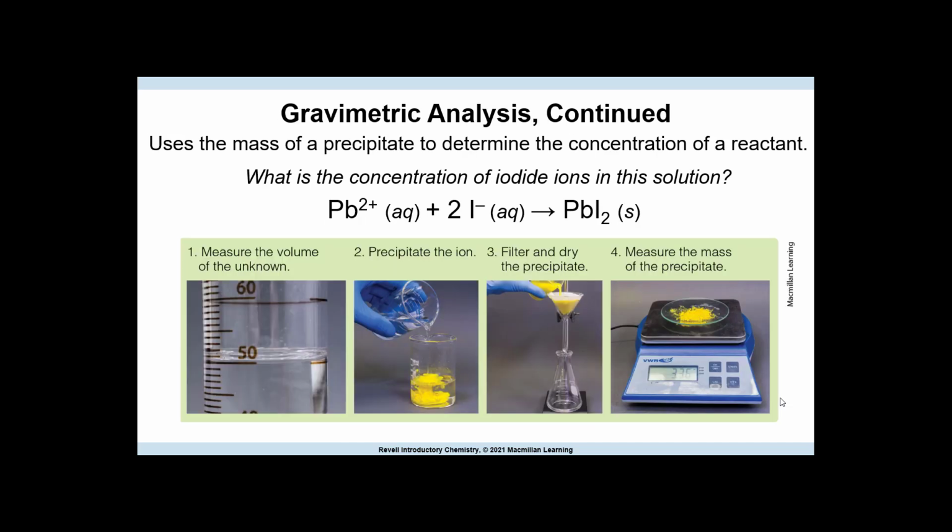So let's take a look here. To determine the iodide concentration, we perform a 4-step procedure. First, take a small sample of the unknown iodide solution and carefully measure the volume. Second, combine it with a second solution containing an excess of lead ions, causing a precipitate to form. Third, collect the precipitate by filtration and allow it to dry. Fourth, measure the mass of the precipitate. From this mass, we can determine the number of moles of iodide present and therefore determine the concentration of the original solution.